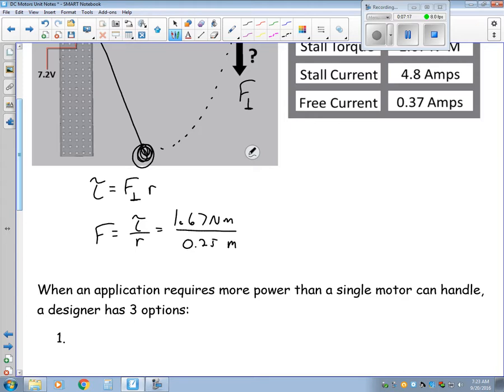We want to make sure everything's in meters. So we find that it'll pick up 6.68 newtons. That is roughly 1.5 pounds. So what this means then is that the motor will slowly lift this weight up until it stops at that location. It's then going to draw a stall current while it holds the weight in place.